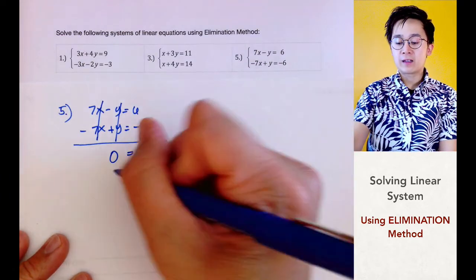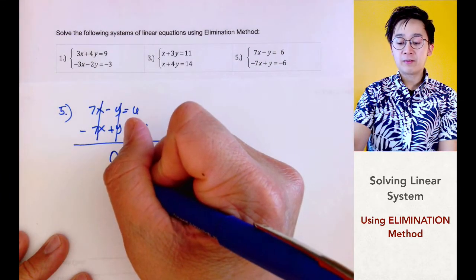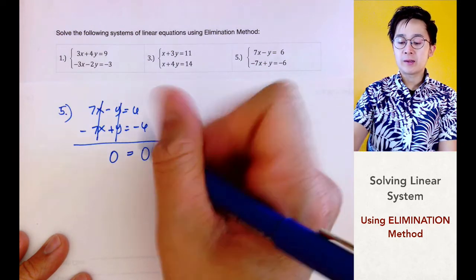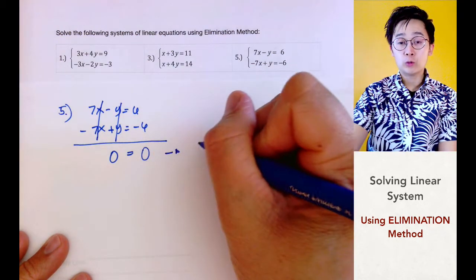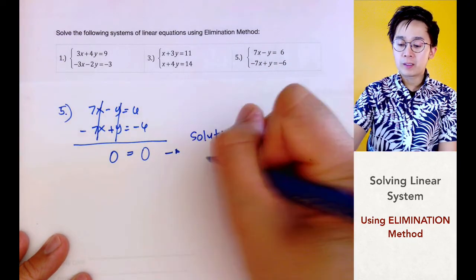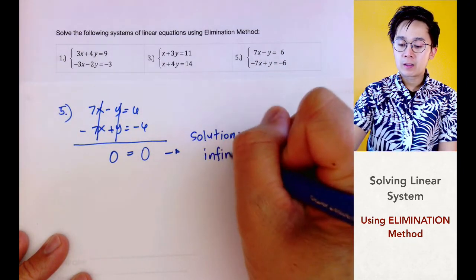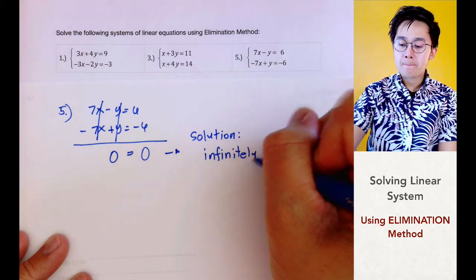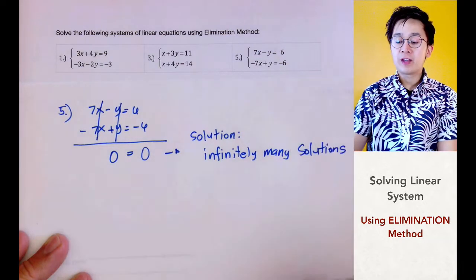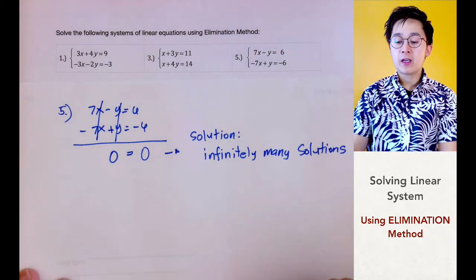Kapag ang ating left side ay equal sa ating right side, ang solution ng ating linear system would be, so we have infinitely many solutions kasi yung line 1 natin ay parehas lang sa line 2.